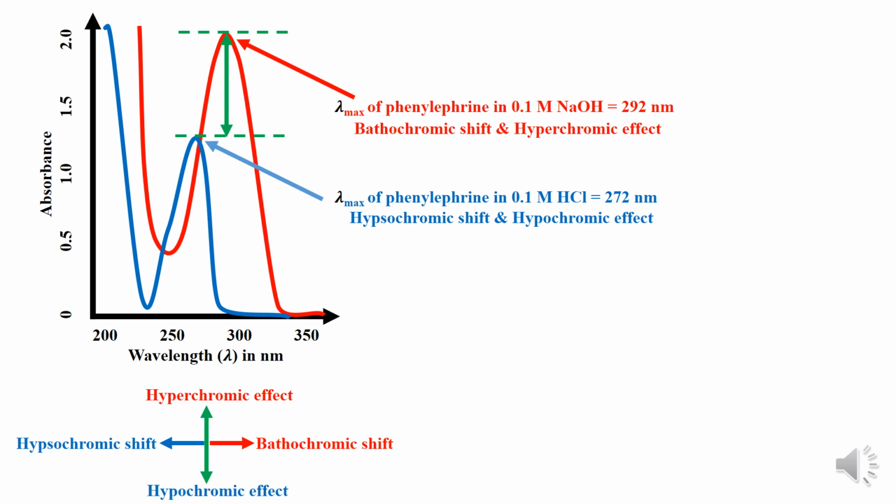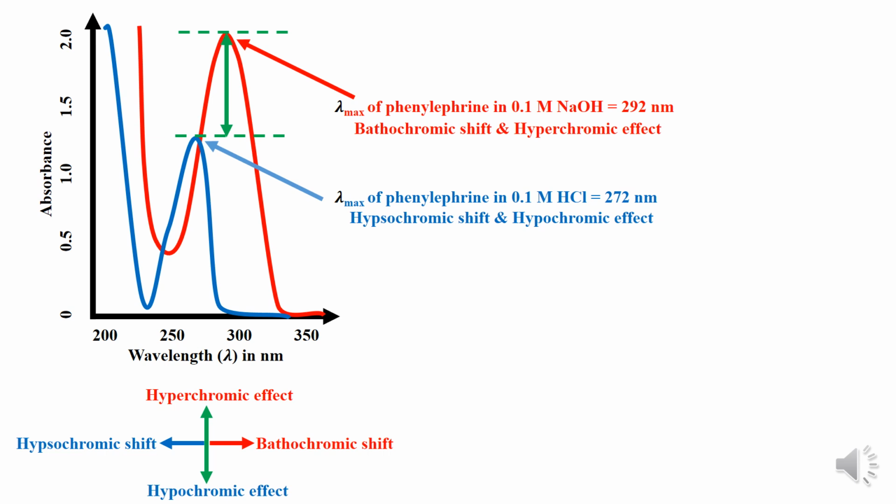Now what about the last 2 parameters, that is hyperchromic effect and hypochromic effect? When do they happen? Now let's consider an example. Now phenylephrine shows bathochromic shift and hyperchromic effect under basic conditions, and under acidic conditions it exhibits hypsochromic shift and hypochromic effect.